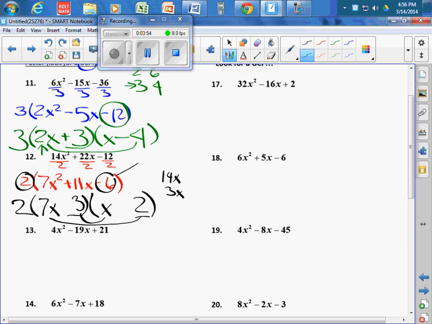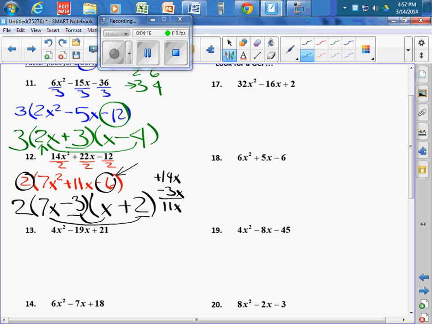And since it's a negative 6, I need one to be a plus and one to be a minus. If I had the 14 to be plus and the 3 to be the minus, I could get my 11x in the middle. And sure enough, I'm going to have that by putting a plus 2 and a minus 3. So we're done with number 12.